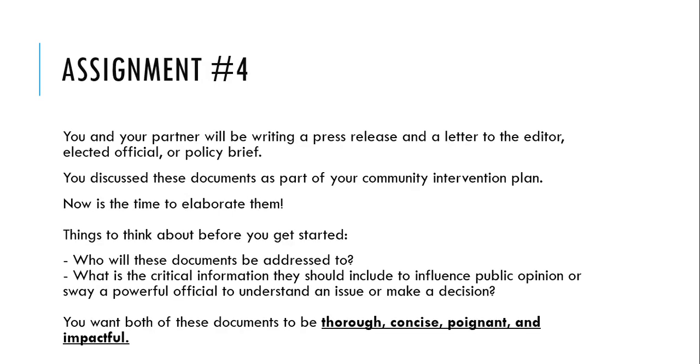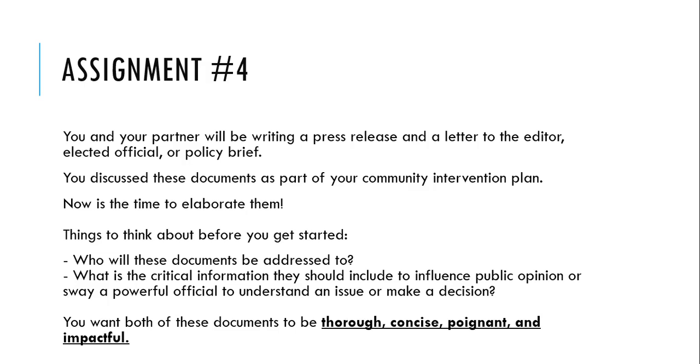So for assignment number 4, you and your dyad partner are going to be selecting between the two of you a press release, a letter to the editor, an elected official, or a policy brief. One of you should definitely plan to do a press release, and the other of you can decide between the other options. If any of you feel particularly passionate about one of those, that's something that's not on that list, feel free to approach me about that. Or if you're both super excited about a policy brief, talk to me about that. But it would be good to see you choosing something different between each of you.